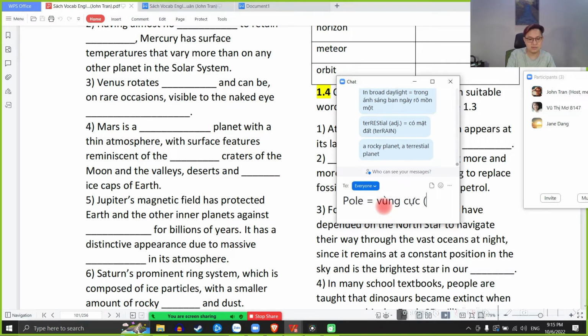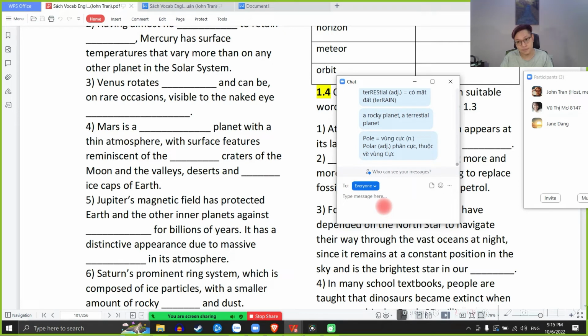Polar là vùng cực á. Vùng cực của trái đất thì là we have the word polar. Phân cực hoặc là thuộc về vùng cực, tức là bắc cực hoặc nam cực á. So basically North Pole or South Pole. Polar. Okay, polar ice cap of Earth. Nó giống như là cái bề mặt của sao Hỏa, nó giống như là mấy thung lũng nè, sa mạc nè, và mấy cái tảng băng trôi ở vùng cực trên trái đất gì đó.